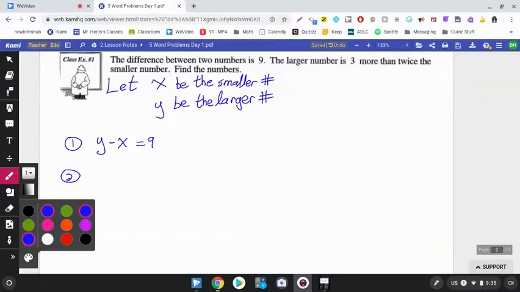Okay, let's just write that out. The larger number is y equals. Y is the larger number. It is, or it equals 3 more than twice the smaller. Well, 3 more, that would be like adding 3. Twice the smaller number, that'd be like 2 times the smaller number x. And then 3 more than that, so plus 3. Okay, fantastic. I have my two equations. Now I can solve this system.